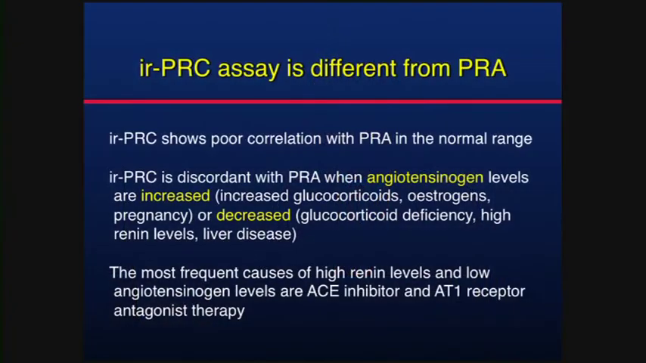Now, the immunoassay is definitely different from the plasma renin activity assay because the angiotensinogen levels themselves can actually change the number of renin molecules in the sample. As I mentioned before, if the angiotensinogen levels are increased because of increased glucocorticoid secretion or estrogens, such as oral contraceptives or pregnancy, then the number of renin molecules falls. Or if you have low angiotensinogen levels because of glucocorticoid deficiency or high renin levels or liver disease, then the number of renin molecules may actually be increased, even though the plasma renin activity may be in the normal range.